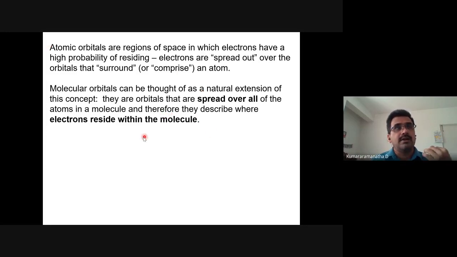If you combine two atoms, we get a molecule. In the same way, if you mix two atomic orbitals, we start getting molecular orbitals. So it's a simple translation, an extension from atomic orbitals to molecular orbitals, which spread over all the atoms in a molecule. We should make sure that the electron density is residing within the molecule. That is a very important point you should consider.